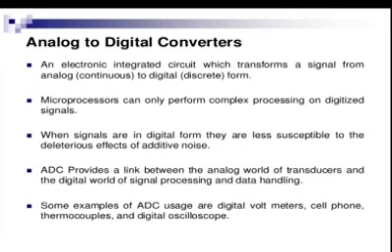Now the analog to digital converters. An ADC is an electronic integrated circuit which transforms a signal from analog to digital form. In digital form, we need the output signals to be in a 0 1 form. So for that we use the amplifier to convert this analog signal to digital form. Some examples of ADC usage are digital voltmeters, cell phones, thermocouples and digital oscilloscopes.